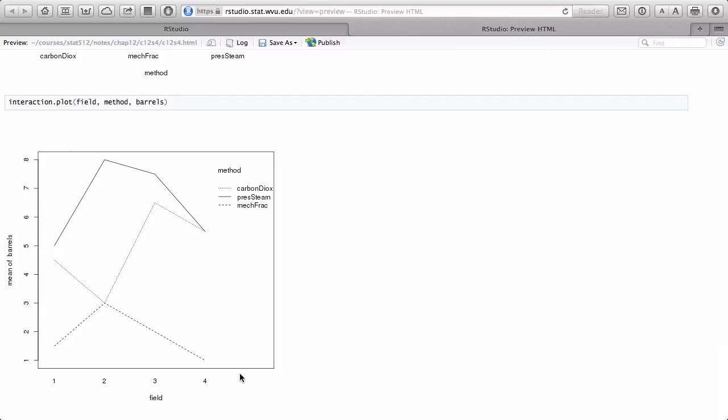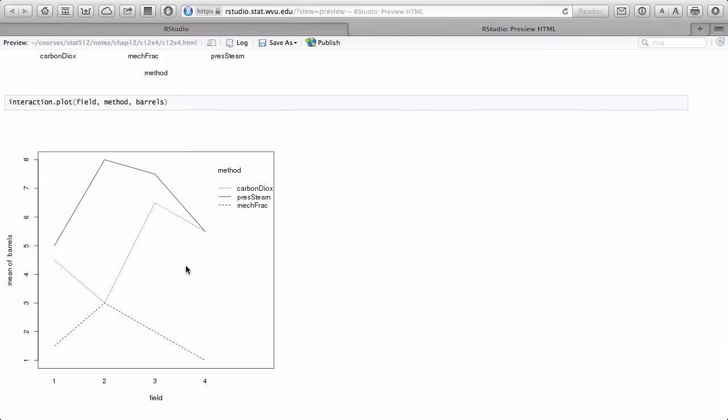You can see that they also come together at a point. This particular method here drops much more quickly than this method. In other words, the solid line, pressure steam, drops more quickly going to field 4. So we have an interaction. That's called an interaction plot, and if you've got something like that, it's an indication that there's a problem.